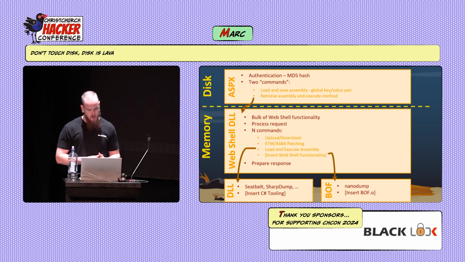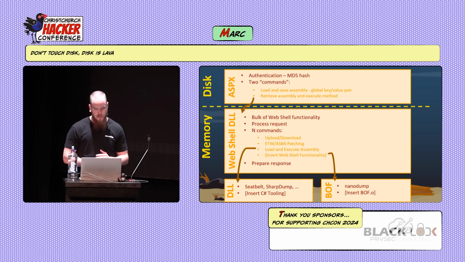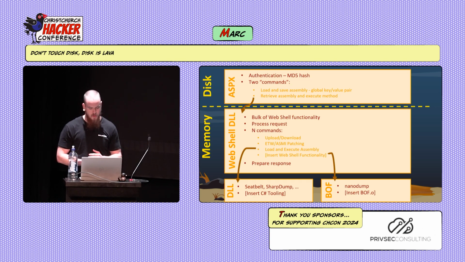Because we've gone for modularity, it'd be super easy to implement additional capability. So object files are quite the hotness at the moment for a lot of the C2 frameworks, and there's public POC on GitHub for C#. So I could just rip the code, that's mine now, and then put it into the web shell assembly if I wanted that functionality.